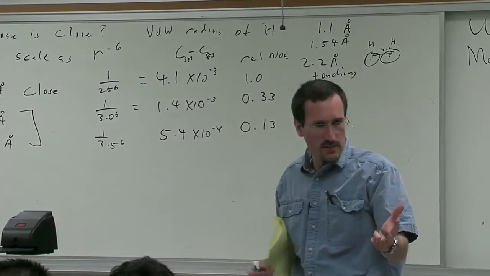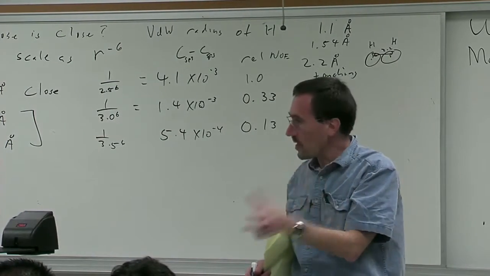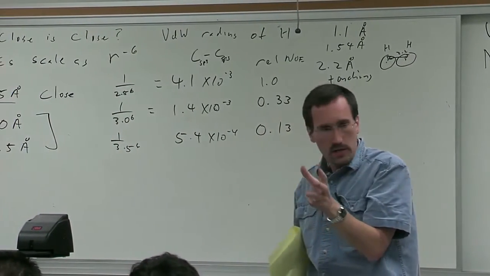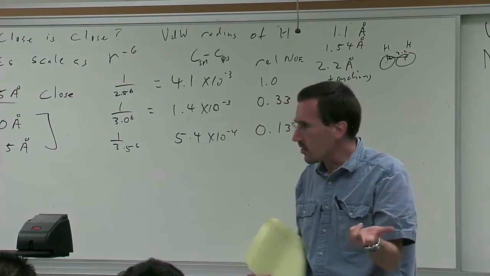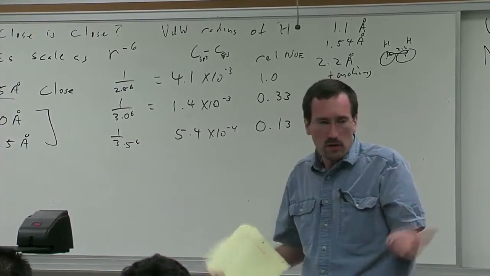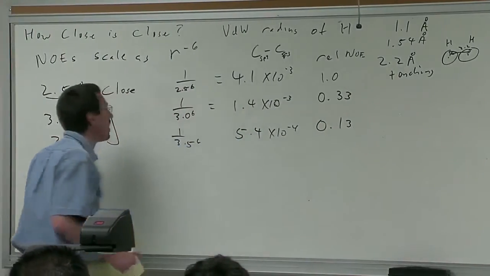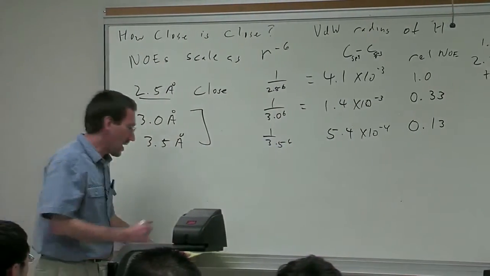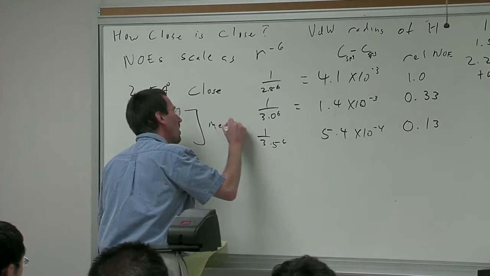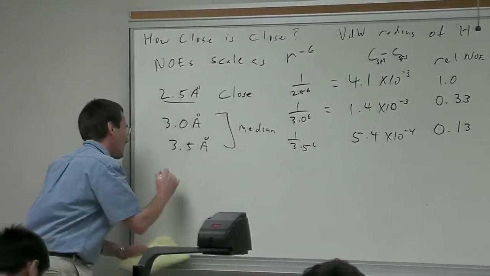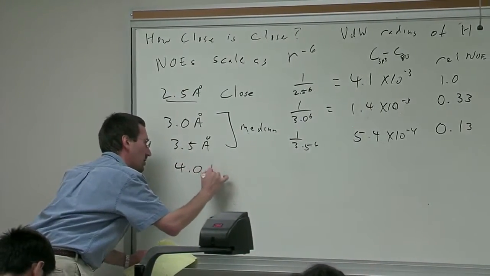This is exactly what we were seeing in the cyclopropane case, right? The cis isomer gave us an NOE that was about 10%. The trans isomer gave us an NOE that was sort of 2%, somewhere around there. It was detectable, but obviously not as strong. Let's call this medium.